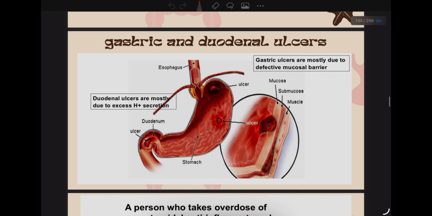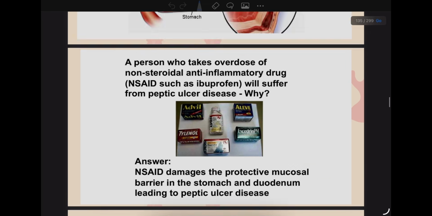So, to summarize, gastric and duodenal ulcers. Duodenal ulcers are mainly caused by excess H plus secretion. Why? Because the duodenum is not made to withstand this amount of acidity, so it will be mainly by H plus secretion. But for gastric ulcers, the stomach can protect itself against the high acidity. The main reason is a defective mucosal barrier. So if the tight junctions are gone, or there are fewer protective factors, this leads more to stomach ulcers.